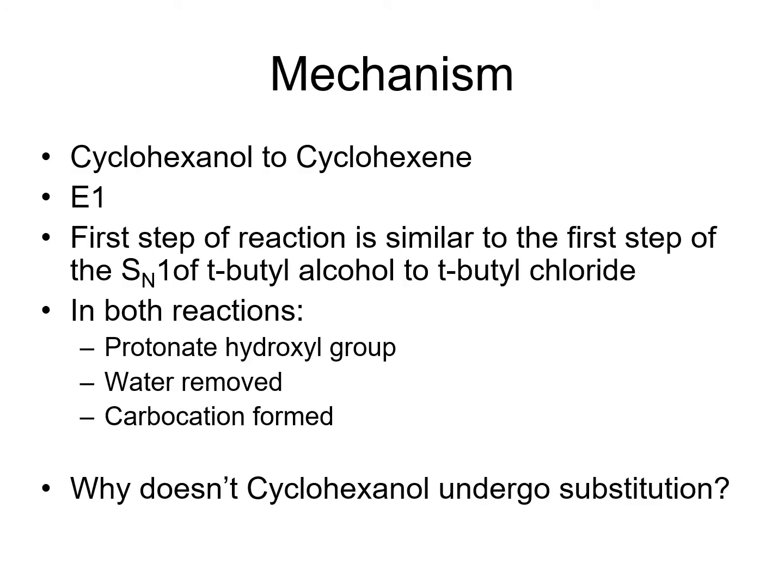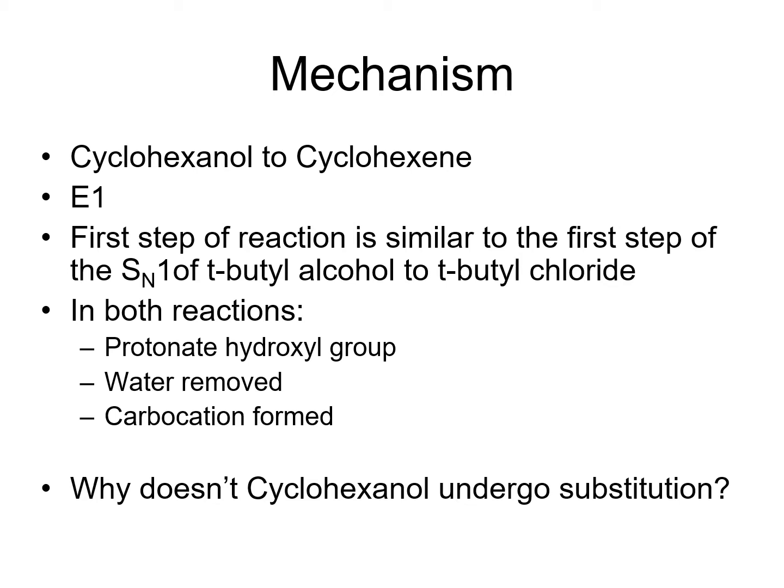The mechanism in question for this reaction is pretty straightforward. We'll just go over some real basics here. Like I said, this is going to be cyclohexanol to cyclohexene, so a cyclic alcohol to a cyclic double bond, with the double bond inside of the cyclohexene. Like we said earlier, this is an E1 reaction, a unimolecular elimination reaction. So we're going to be eliminating something instead of substituting like the SN1 we covered earlier.